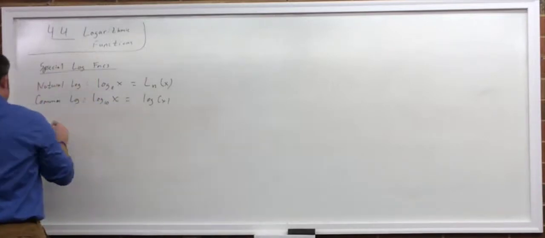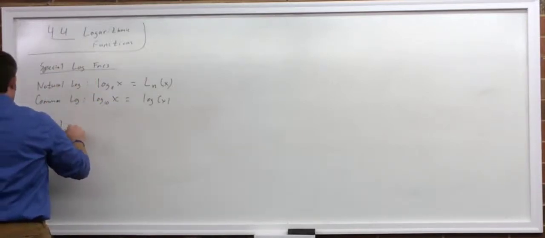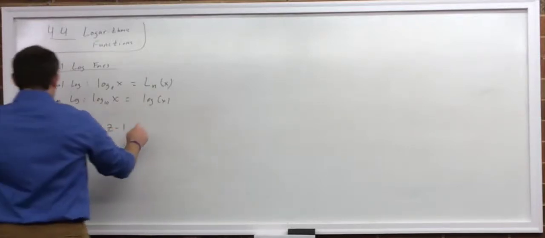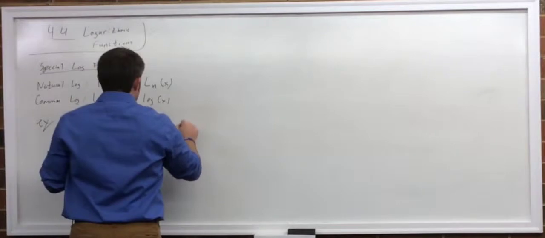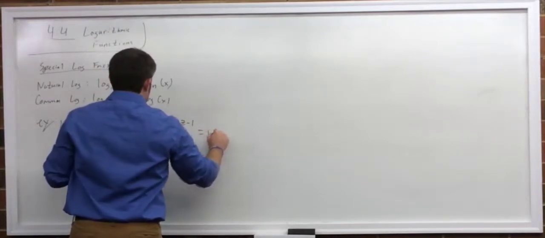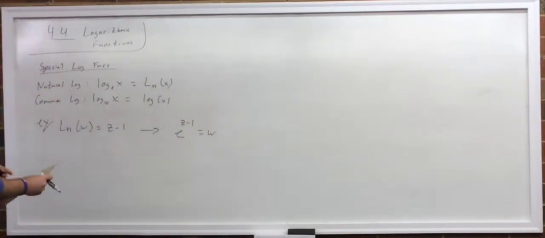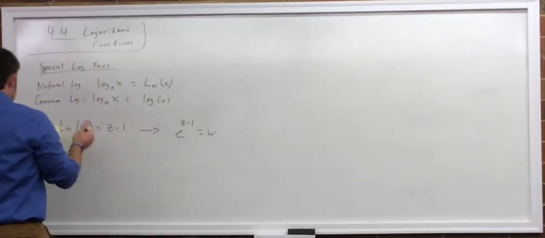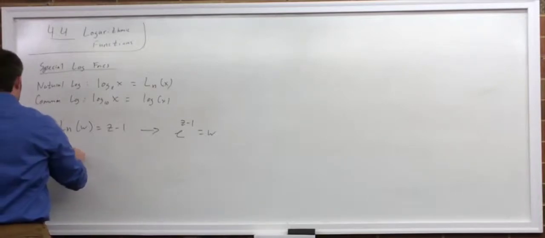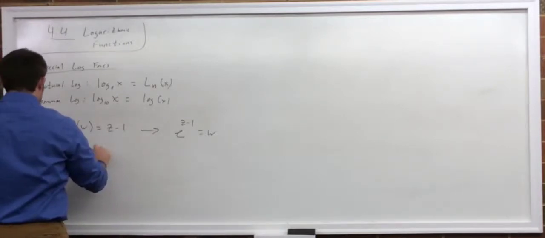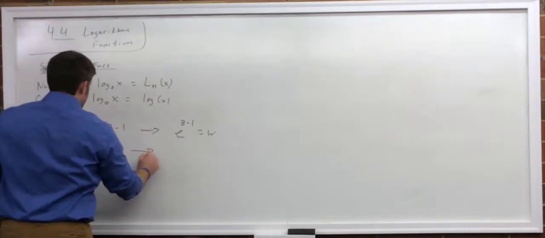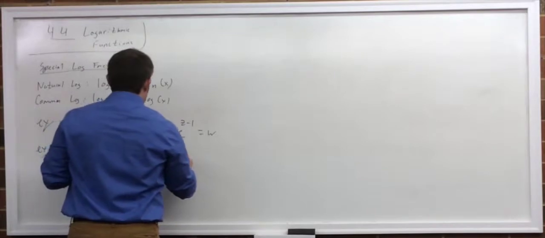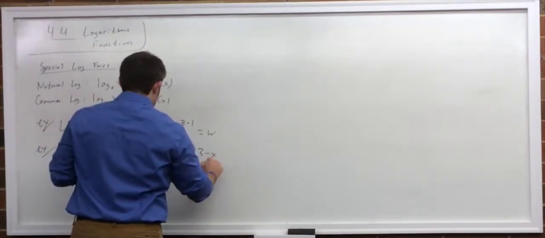To give you an example of that, if I had the natural log of w equals z minus 1, I could also rewrite that as e to the z minus 1 equals w, because these two things are inverses. Similarly, if I had log of 3 minus x equals 5, the inverse of log base 10 we would just write as 10 to the 5th equals 3 minus x.